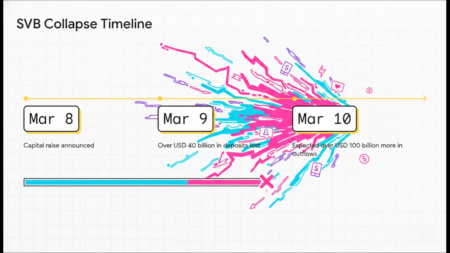They lost over $40 billion in a single day and expected over $100 billion more to leave the very next day. That lethal combination of social media panic and mobile banking compressed a traditional bank run, which used to take weeks of people standing in line, down to a matter of hours.